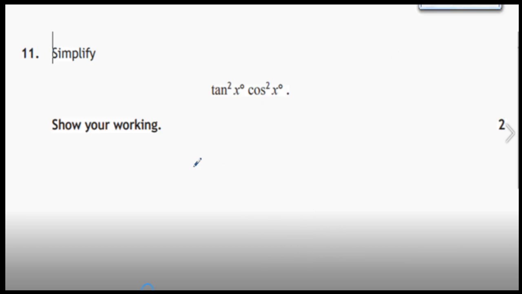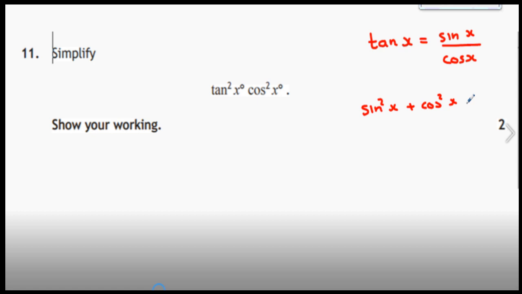There are 2 trig identities that you should know. And the first one is that tan x is equal to sin x over cos x. And the other one is that sin squared x plus cos squared x is going to be equal to 1. Now, if we look at that one, that's tan squared, but that's okay because I can write that as sin squared over cos squared. Now, what about cos squared? I'd have to rearrange this formula and do lots of things.